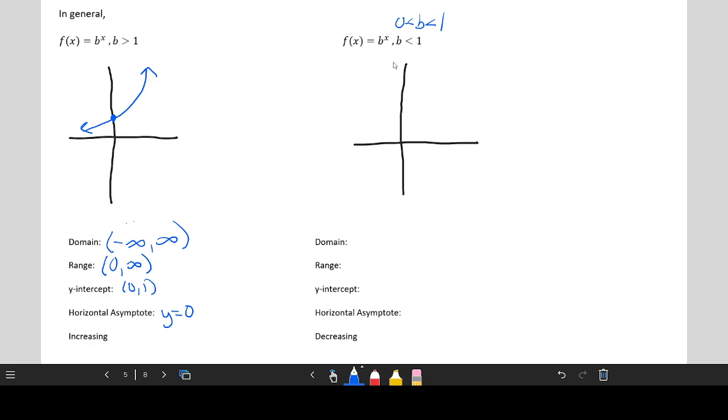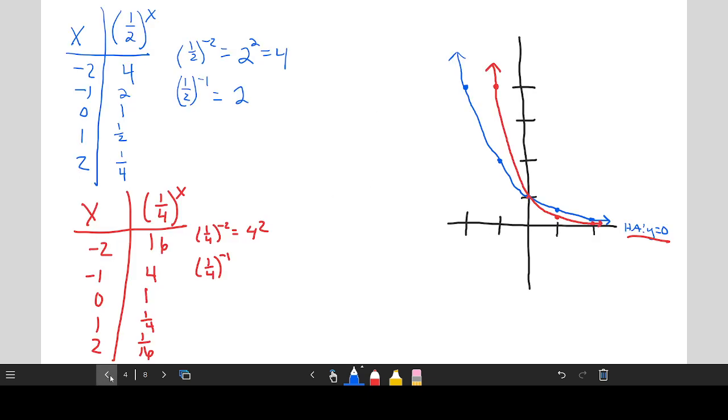Okay, then we saw with our graphs of (1/2) to the x and (1/4) to the x that the graph will be decreasing from left to right once we have that base less than 1. But a lot of other things were the same. We still had the y-intercept at (0, 1). We still had a horizontal asymptote, y equals 0.